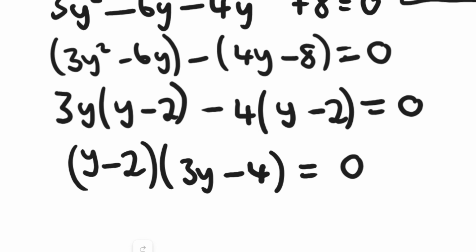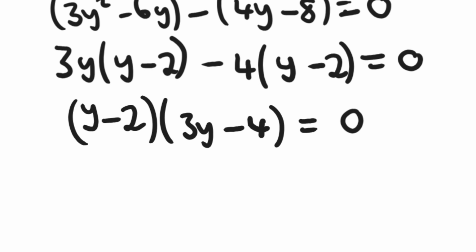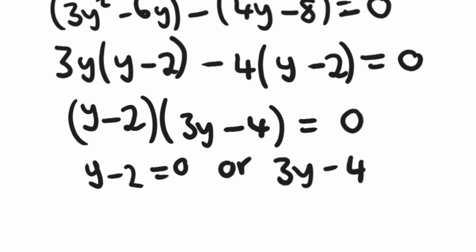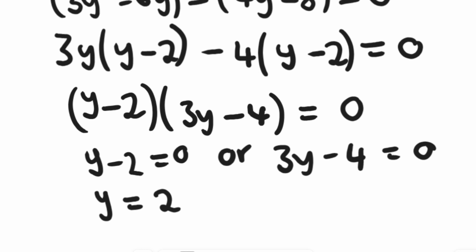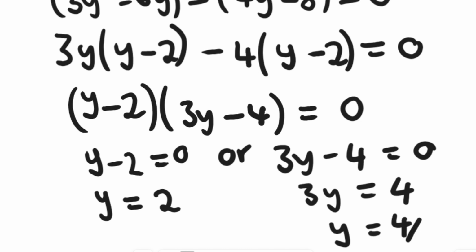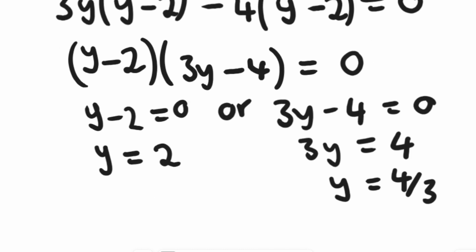Okay, from here, we can just proceed and say for this to be true, we have our y minus 2 as 0, or our 3y minus 4 as 0. From the first one we get the value of y to be 2, and from the second one we have 3y equals to positive 4, and then we divide by 3 both sides. We have our y to be equal to 4 over 3.